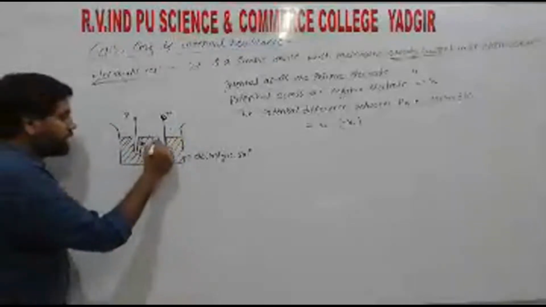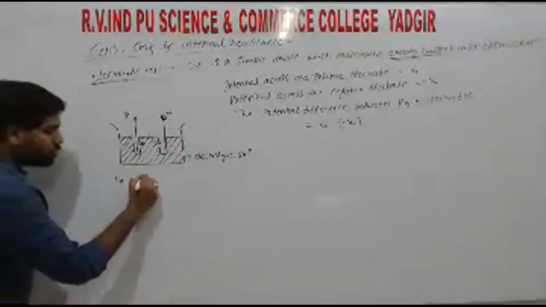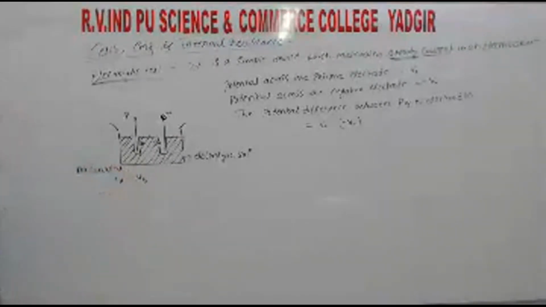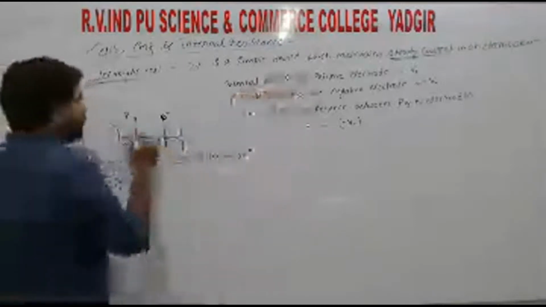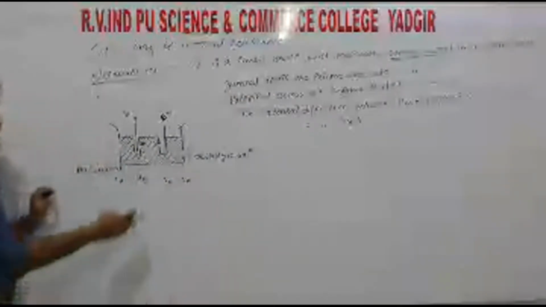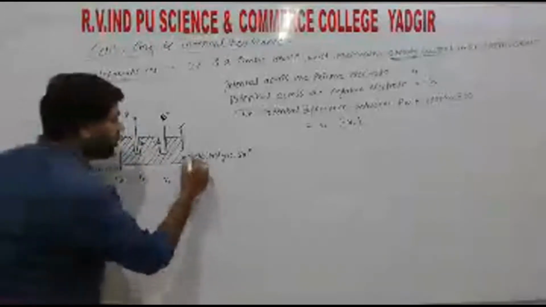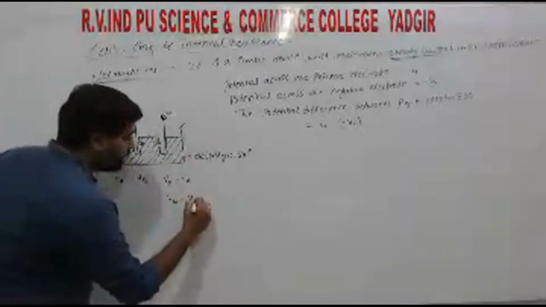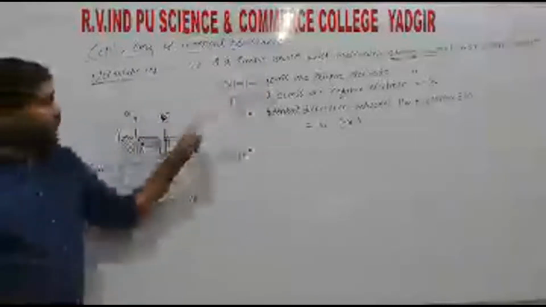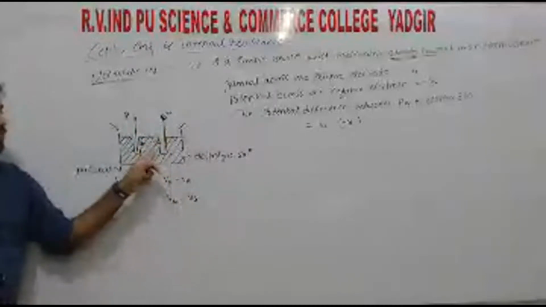So if you take this point as A and this point as B, the potential at A equals the potential at B when there is no current. Here, what can we take as the potential of the positive electrode P and the solution? Vp minus Va is the potential difference between the electrode and the electrolytic solution, and Vn minus Vb is the potential difference between the negative electrode and the solution.